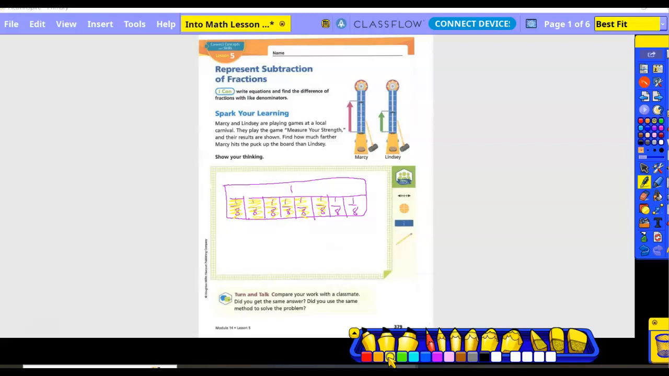And then how far did Lindsay get hers to go up? High did Lindsay get hers to go up? 4/8. So how many do I need to cross off? 4. So 1, 2, 3, 4. So that would be represented as 6/8 minus 4/8 equals what? What is 6/8 minus 4/8? It is 2/8. Then we forgot to label, so it'd be 2/8 farther up.